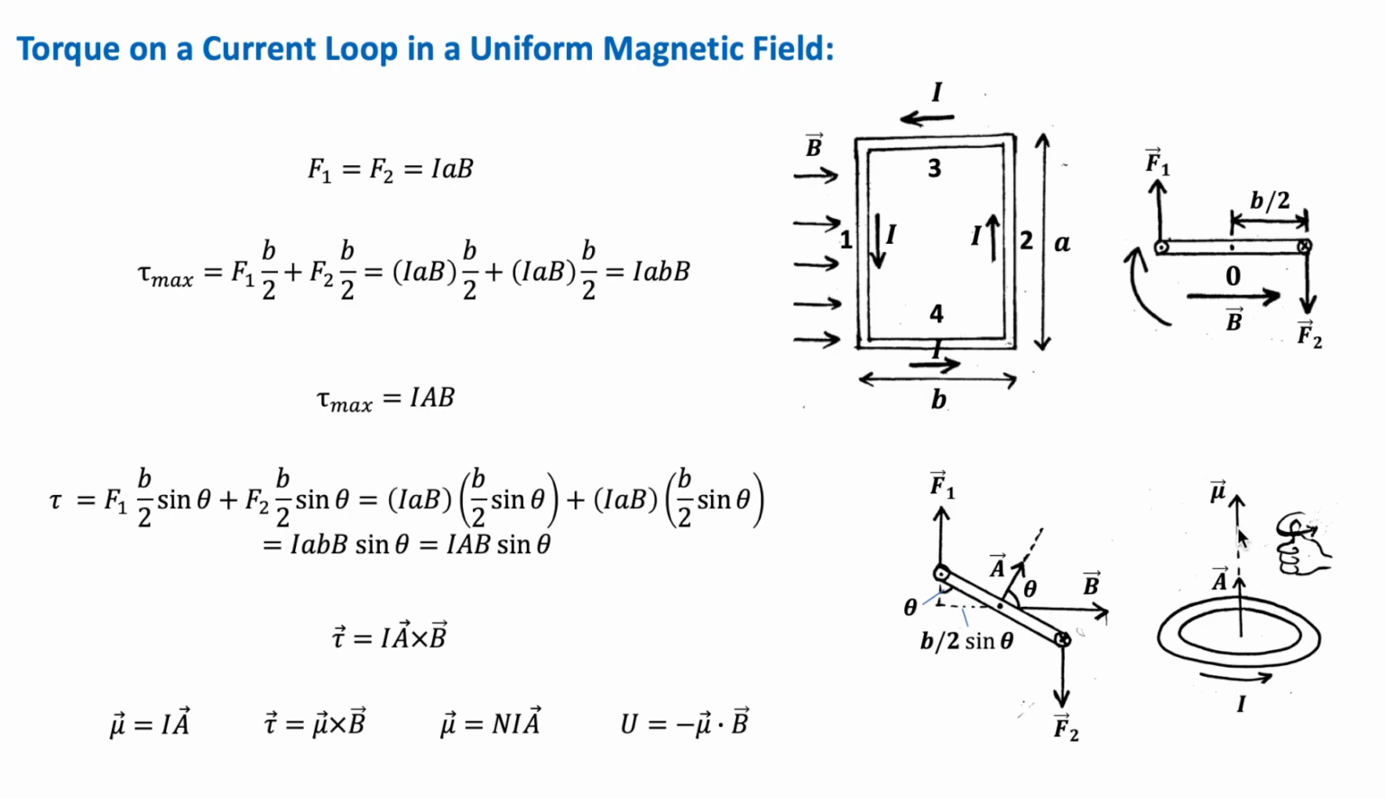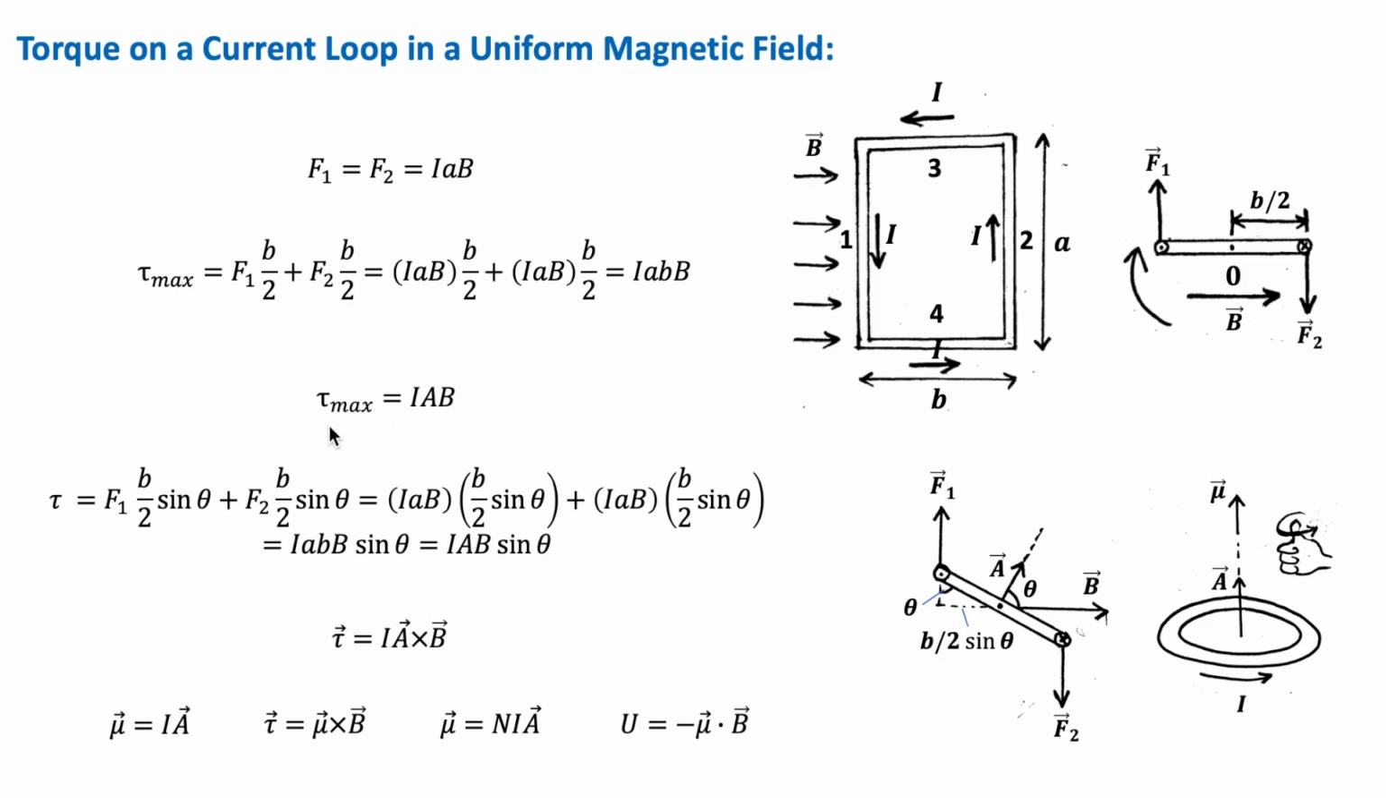So the magnetic forces on sides 1 and 2 produce a torque about an axis passing through the center of the loop, and the moment arm of each force, F1 and F2, is equal to b over 2 sine theta. So this is the moment arm. And so the net torque is given by this equation. So tau is equal to I A B sine theta, and this is the area. So tau is equal to I A cross B.